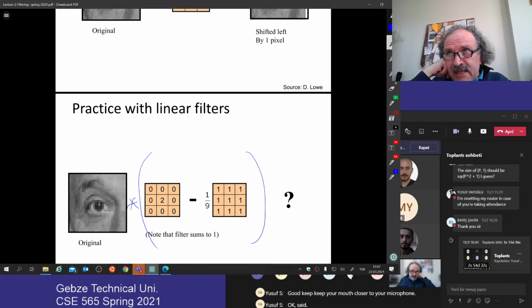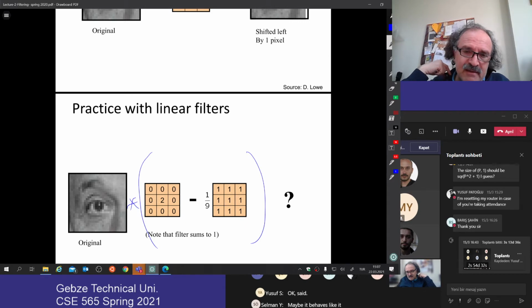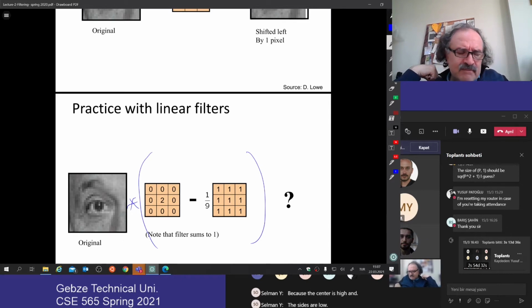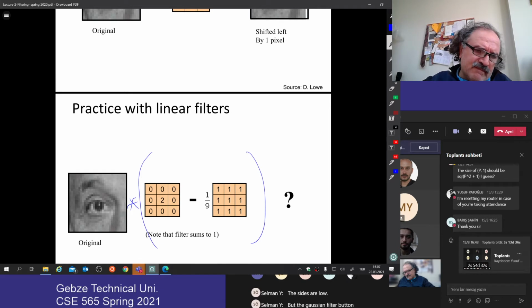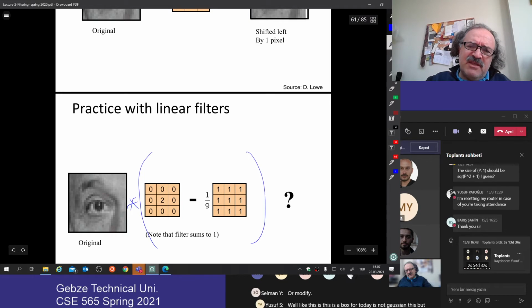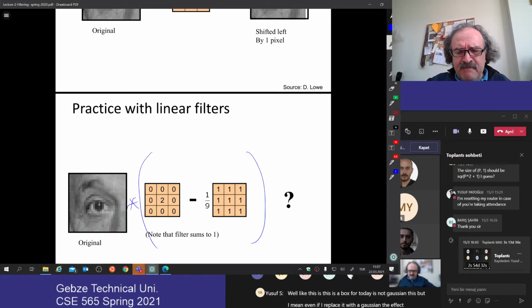Maybe it is like a Gaussian filter, because the center is high and the sides are low. But the Gaussian filter, the mean is kind of more low, maybe, or more high. I'm not sure. Well, this is a box filter. There is no Gaussianness, but even if I replace it with a Gaussian, the effect would be the same.